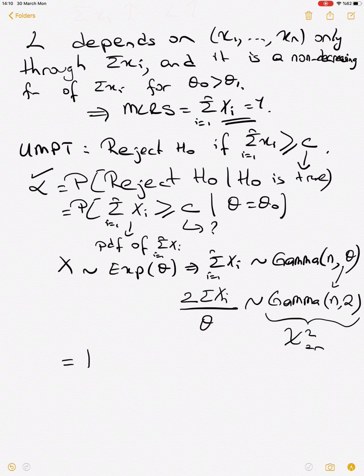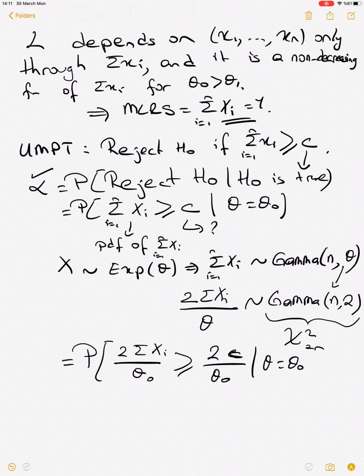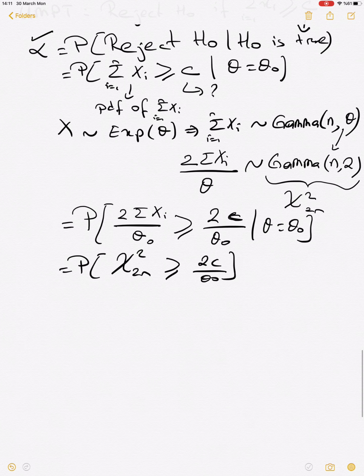So let's turn this to a chi-square random variable. So here we assume that our true theta is theta 0, right? It's given. So do the same thing for the other side of the inequality, and here theta equals theta 0. Okay, so we already showed that we have a chi-square random variable with 2n degrees of freedom, 2c over theta 0. So now we still couldn't find the value of c. Okay, so this is alpha. Alpha is like 5%, 10%.